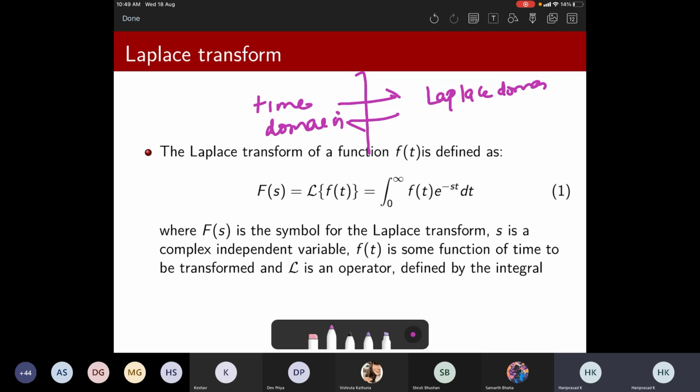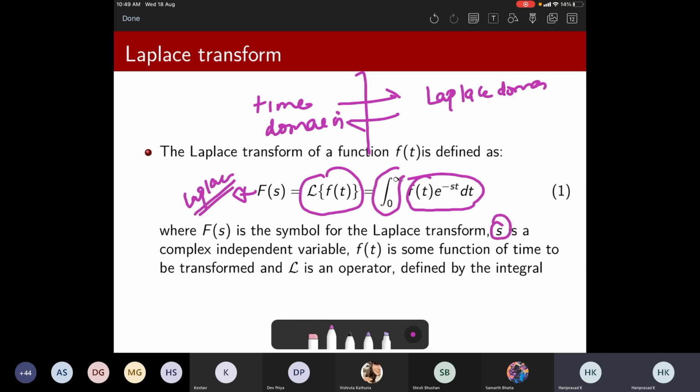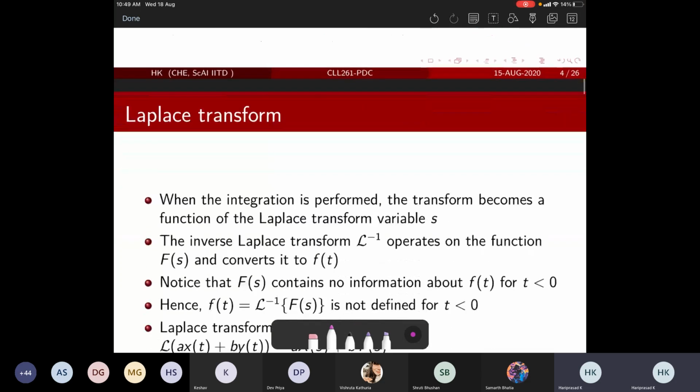How do you calculate the Laplace transform? L of f of t is the integral from 0 to infinity of f of t times e to the power minus st dt. F of s is the Laplace transform function. And s is a complex variable. S will have a form like a plus j omega. But anyway, we'll see that. L is the Laplace transform operator.